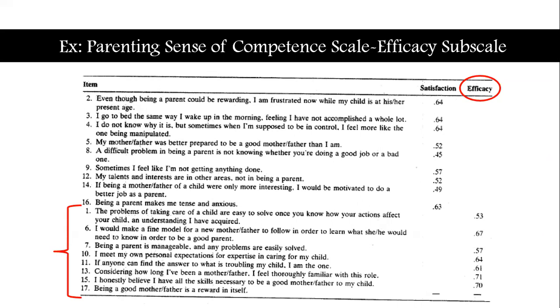So as you can see, we have items on the scale that are related to parenting satisfaction. And we also have items on the scale that are related to efficacy. For our purposes, we only need the part of the scale that's related to efficacy. So that's what we're going to focus on. And as you can see on the left, in the red bracket there, these are the specific items that we will touch on from this point forward.